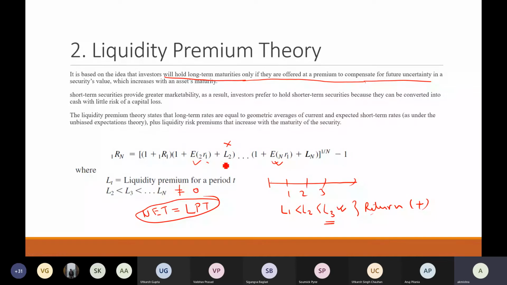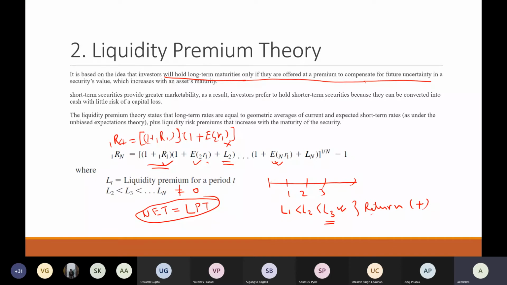expected return should be further adjusted for the demanded liquidity. Initially, if you remember, in the 4-year case, the resultant yield will be like this. But in this case, for the first year the investor will not ask for any liquidity premium. The reason is very clear: the 1 year return is observable because it is a very short time period.